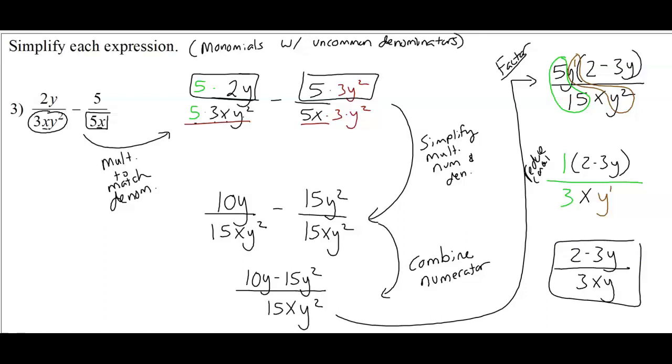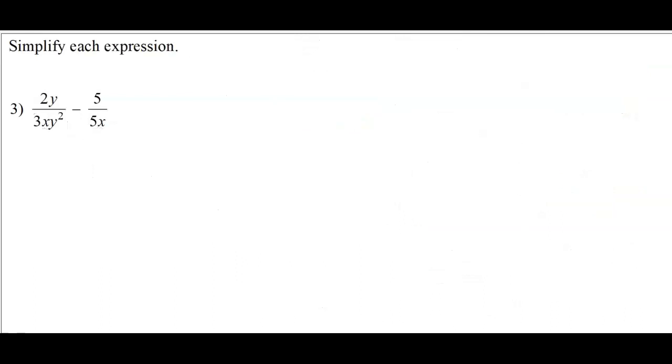All right, so what did we do? Step 1, we multiplied to match the denominators. Step 2, we went ahead and simplified them by multiplying everything out. Then the steps were the exact same as they were before: combine the numerators, factor, and reduce. Okay, so let's have you guys try one of those. Go ahead and pause the video here and see how you do.